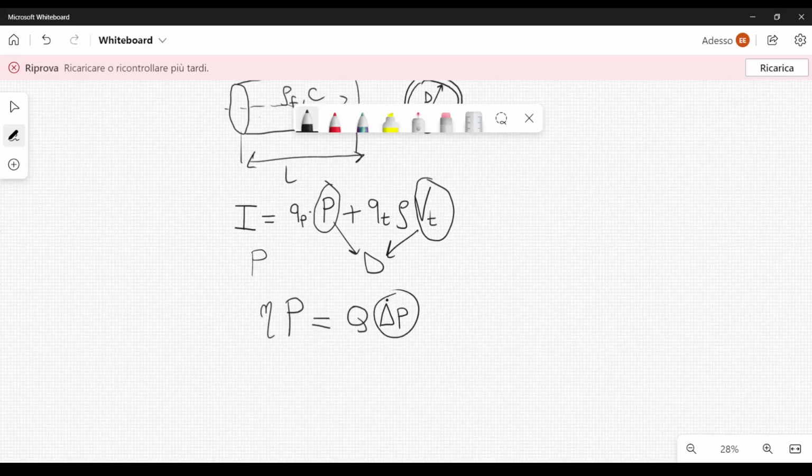So pressure has dimensions of energy per unit volume. So if we multiply that by volume per unit time, we're going to get energy per unit time, and therefore this is also power. So the dimensions of these two quantities on the right hand side and on the left hand side are exactly the same.